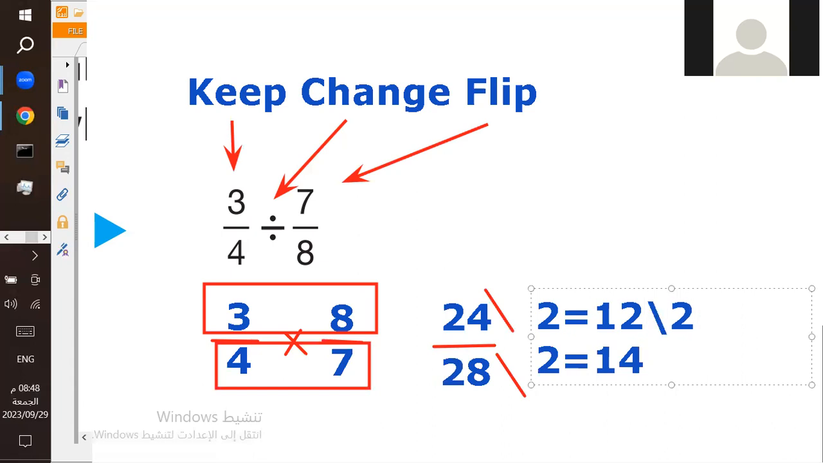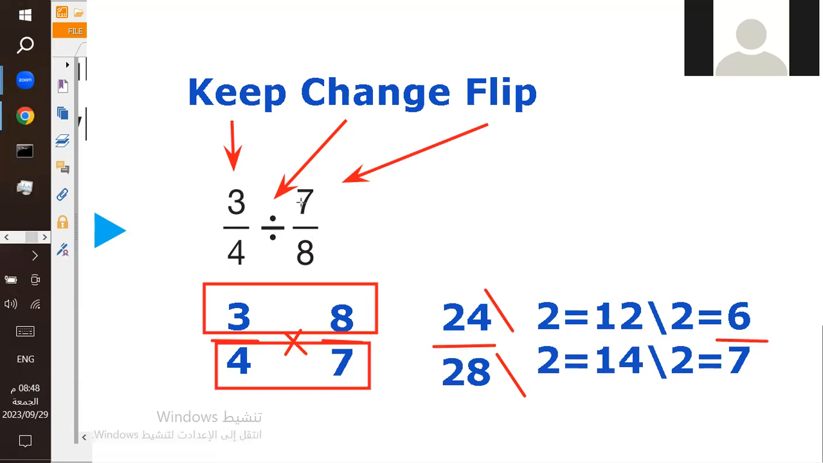Divide by 2 here. Okay. This one is going to be 6. And this one is going to be 7. So this is the idea of answering dividing fractions.